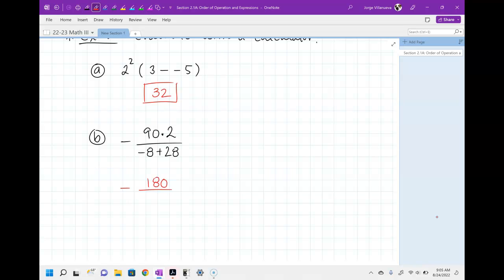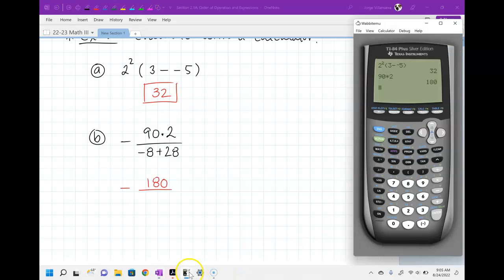Now, if you're wondering, why did you do multiplication before you did the addition on the bottom? Or maybe if I added first and not multiplied. Since they're on separate sides, top and bottom, that means you can do them individually. So I am going to add negative 8 plus 28 right now. So negative 8 plus 28, that's 20.